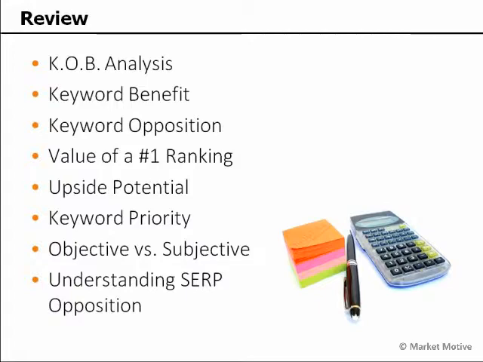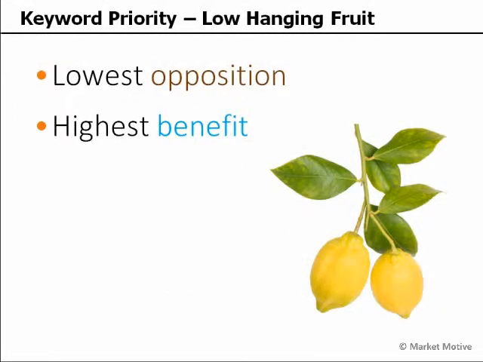The most important lesson that we learned ultimately is that keyword phrases with the lowest opposition and the highest benefit are what we want to target. That's what we're going to be basing our SEO strategy and our overall content and link development strategy around. That's how we're going to organize our website, is by establishing that low-hanging fruit and prioritizing our keywords accordingly based on this analysis.